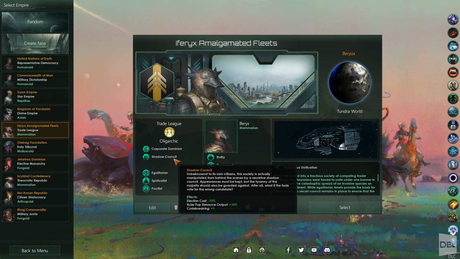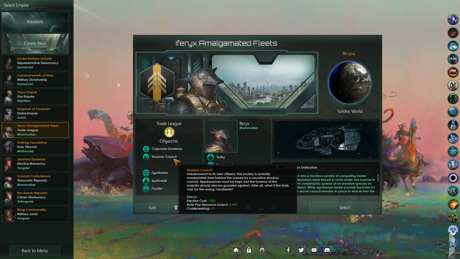Effects. Some of this music is not bad. Some of it's kind of weird. Like, I'm not sure. This seems like it should be like Castlevania with the organ. Election costs, -75%. Ruler pop resource output, +10%. Code breaking, +1.